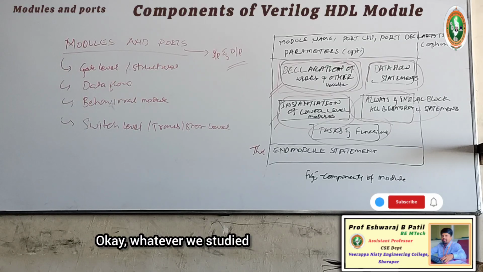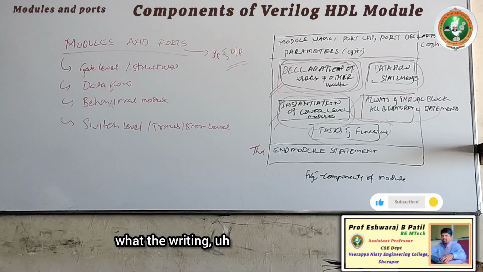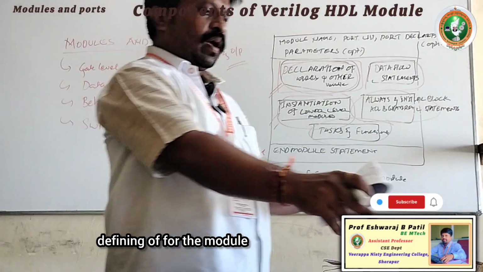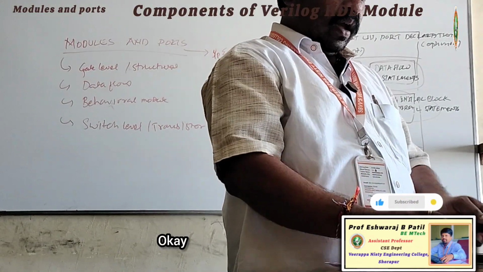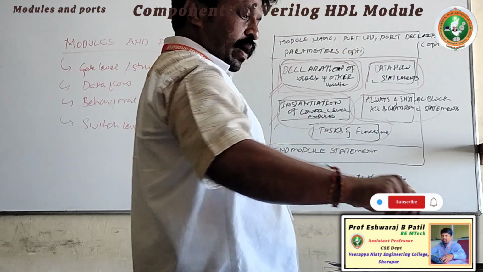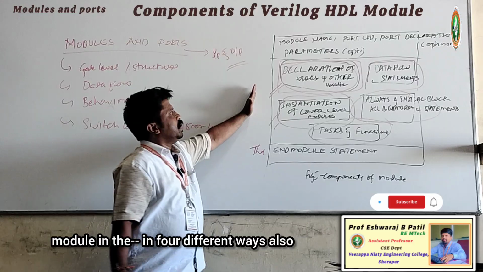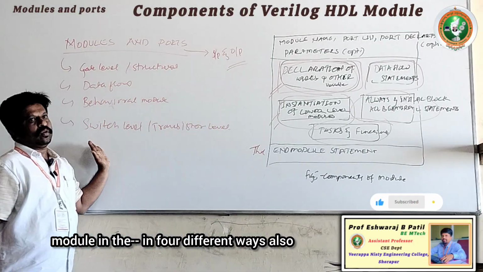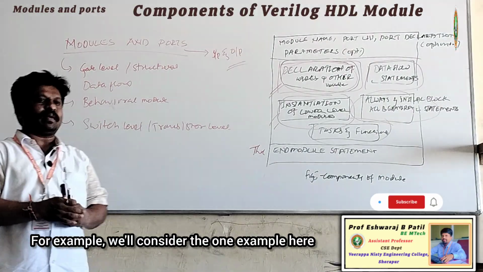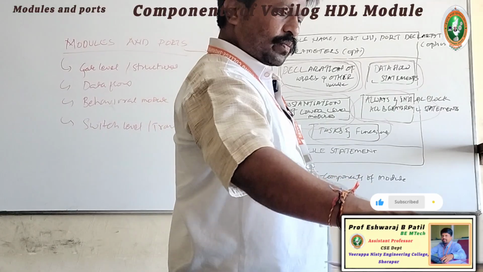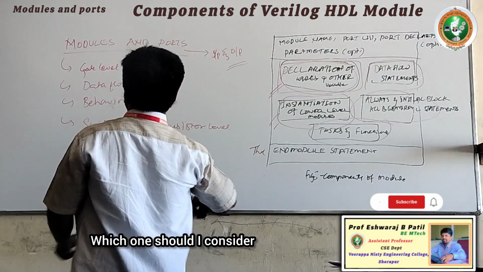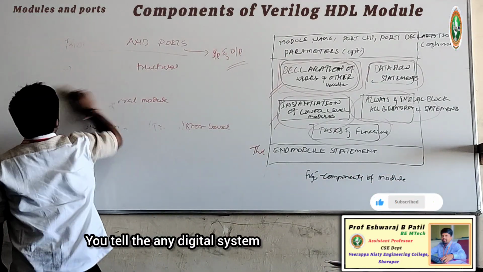Whatever we studied, this is how we define a module. As I told you, this is how we write a program, modeled in 4 different ways also. For example, we'll consider one example here. Which one should I consider in a digital system?